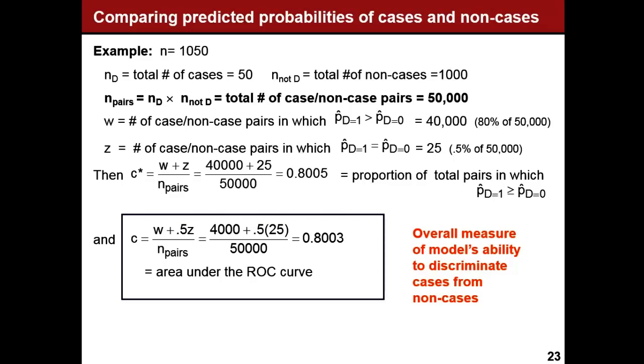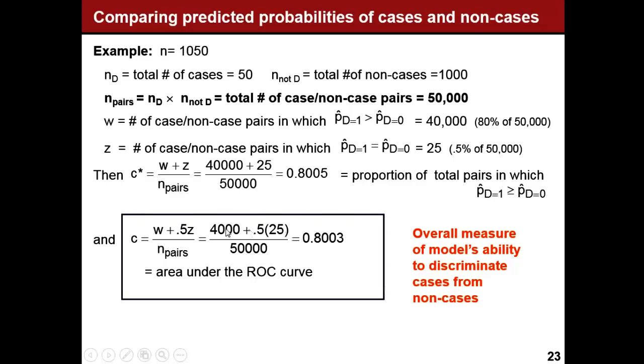In practice, we have ties where two people have the same covariate pattern and the model says the same thing about both, and one's a case and one's not a case. So if you have two people with the same X variables, the model's going to say the same thing. It only knows the X variables. And so you get these ties, which are the Z's, and the actual formula splits the ties, okay? So this is what it does.